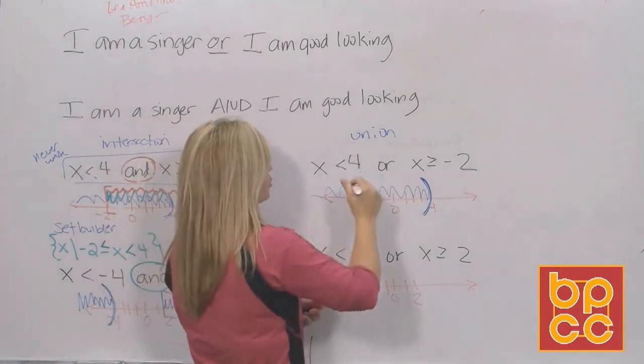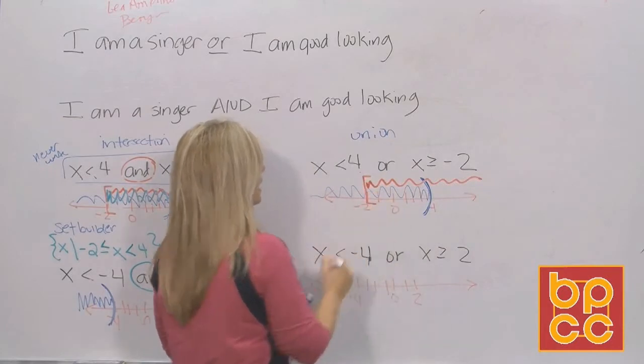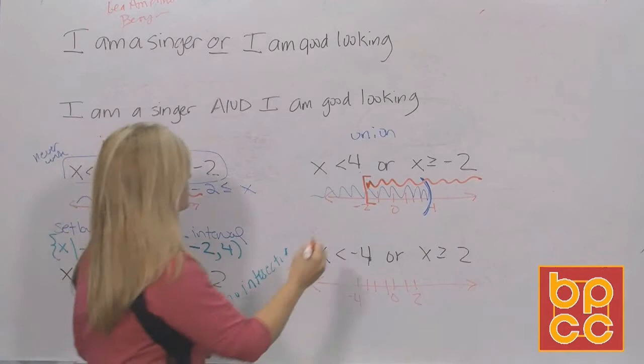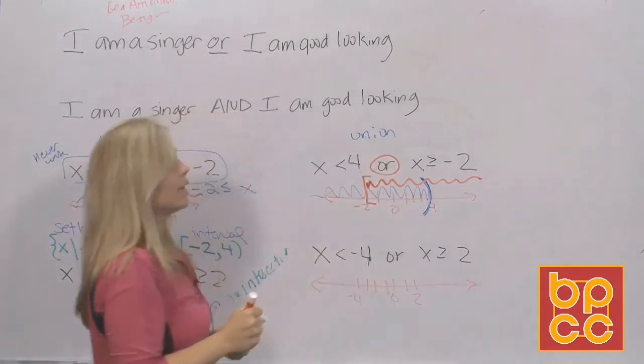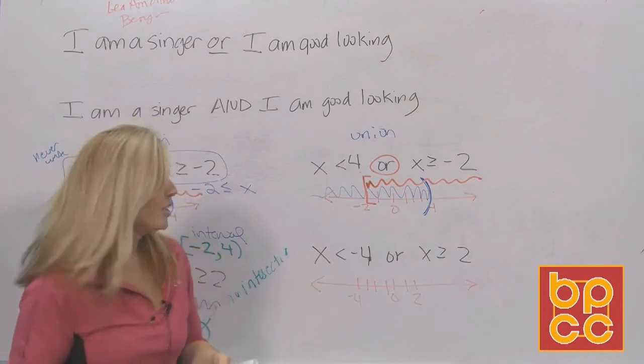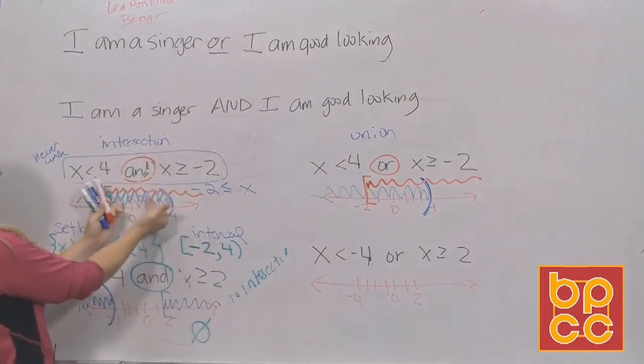Greater than goes to the right. It has an equals, it gets a bracket. Again, you're not done. The picture's not the answer. This is the key. What does or mean? Or means unite everything you shaded. This is not an intersection. And means find where they meet in common.